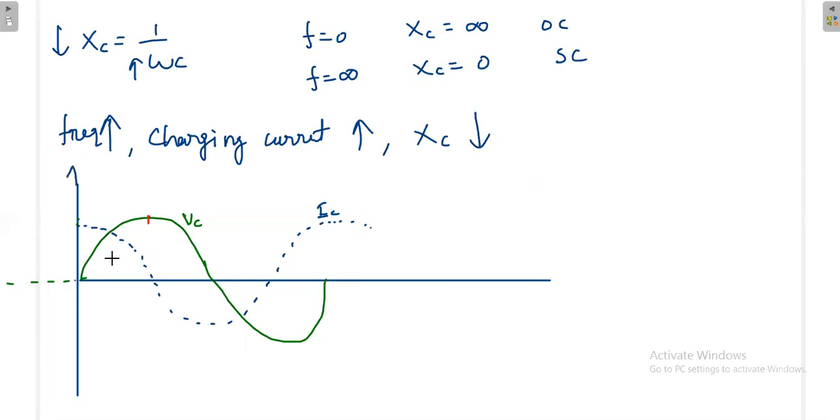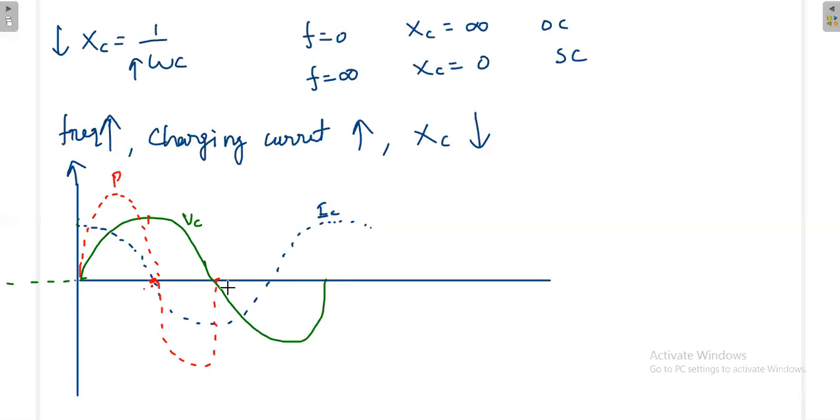Once you concentrate on this region in between, both are positive, so definitely you'll get positive power. So the power goes like this. Then it becomes 0. Again, between these 2 points, this is positive but this is negative, so here the power will be negative. Now this is the power across the capacitor.